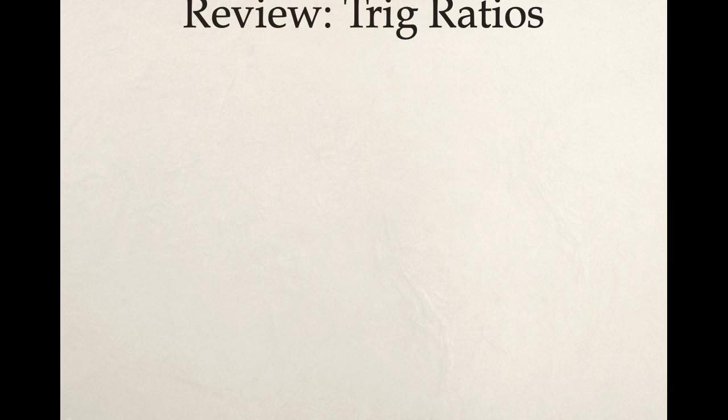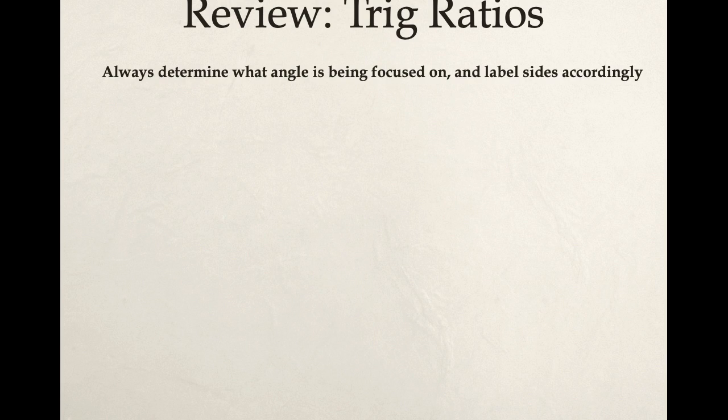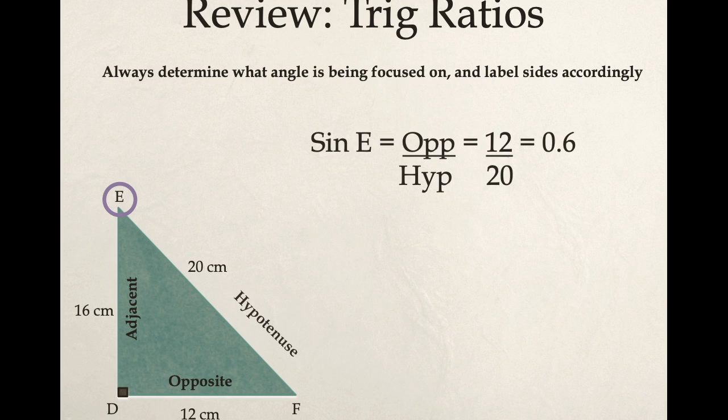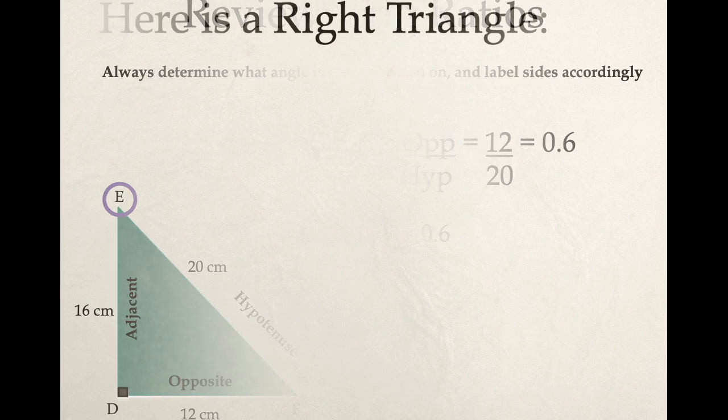So here's a review first, very quickly, on trig ratios. It's going to be very important for you to always determine what angle you are focusing on and then label the sides according to the angle that you are focusing on. So in this example, if you're focusing on angle E, you would label these sides adjacent, hypotenuse, and opposite in this way. If you were to say find the sine of E, you would obviously know SOH, opposite over hypotenuse, you do 12 over 20, and you would get that the sine of E is simply 0.6.